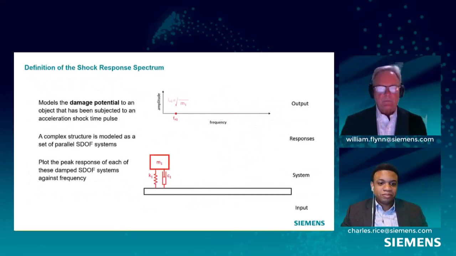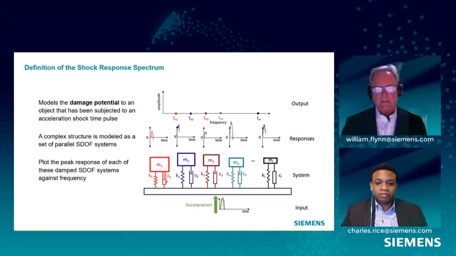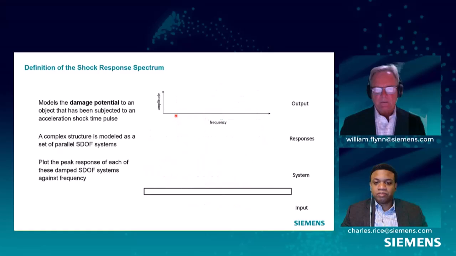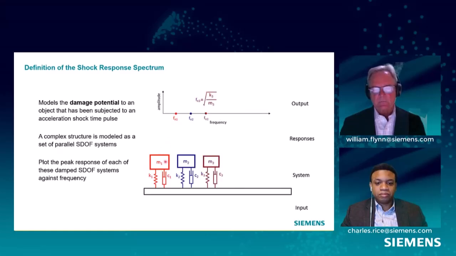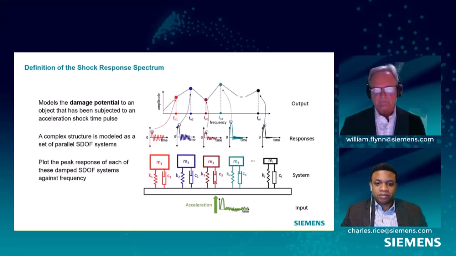This is showing what's meant by SRS, and it models the damage potential. So each one of these is a single degree of freedom system with mass, stiffness, and damping. And it's going to use that information from these individual single degree of freedom systems to generate a component on the spectrum, a single line in the SRS spectrum. And it's all based on single degree of freedom, which is made up of mass, stiffness, and damping. And you do that for each spectral line in the SRS spectrum.